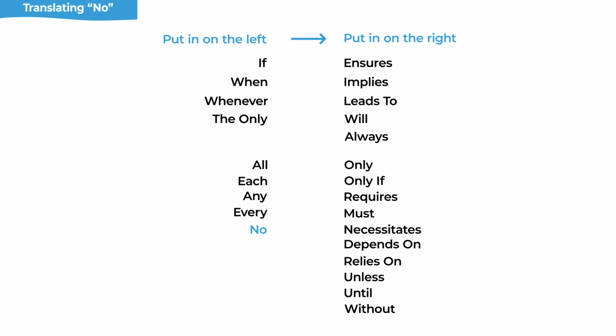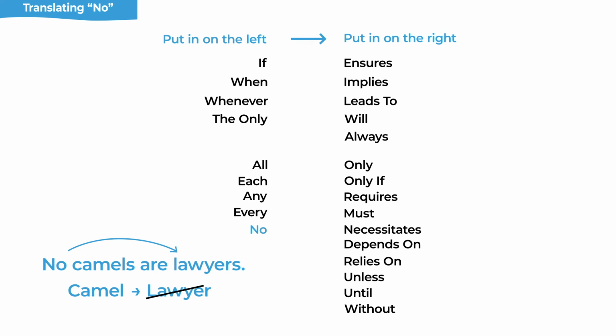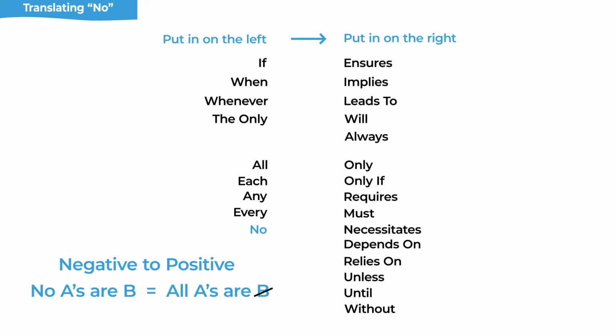So when we see no, the attached idea does go on the left side of the arrow, but you need to apply the no to the second half of the sentence. Camels goes on the left, and apply the no to the second half of the sentence. Or clean it up by rewriting it as a positive. No camels are lawyers is the same as all camels are not lawyers.